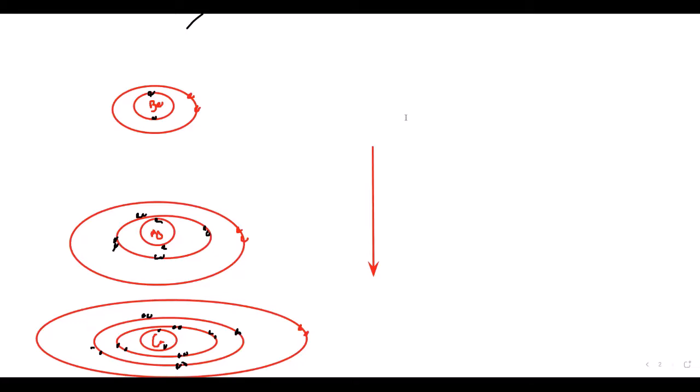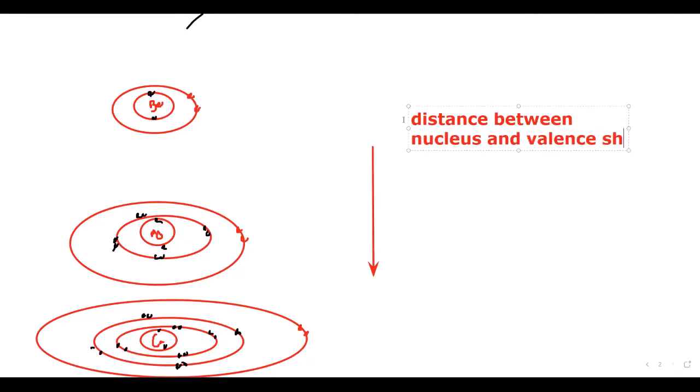So the distance between the nucleus and the valence shell electron increases. As the distance increases, there will be weak attraction. That's why it will be much easier to remove an electron from calcium as compared to that of beryllium.